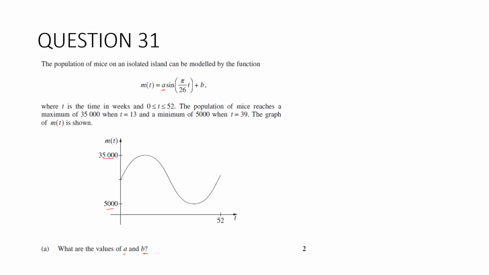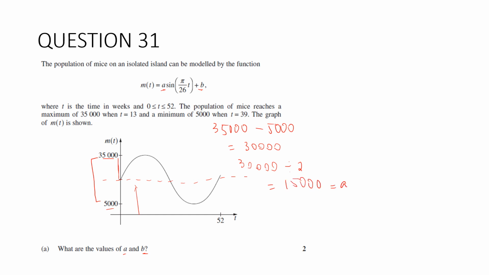So A is the amplitude, it's the height of the wave. B is how far above the horizontal axis this center of the motion is, or the equilibrium point, whatever you want to call it. So how far we've pushed this up. All right, let's find the difference here. 35,000, take away 5,000 is 30,000. And if I take that 30,000 and divide it by 2, I'm going to end up with the amplitude, which is 15,000. So that's A.